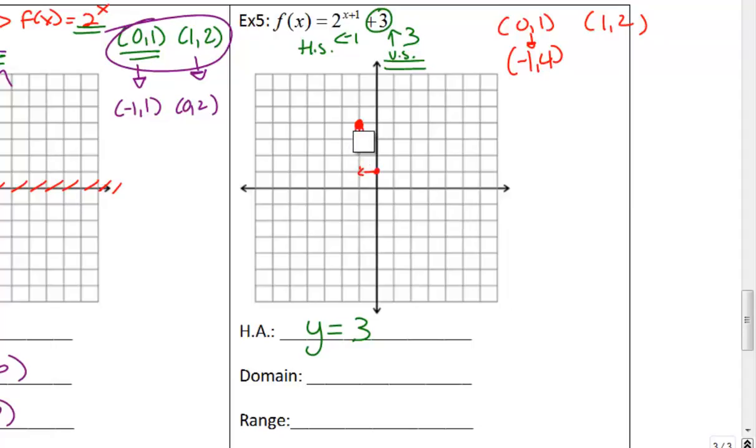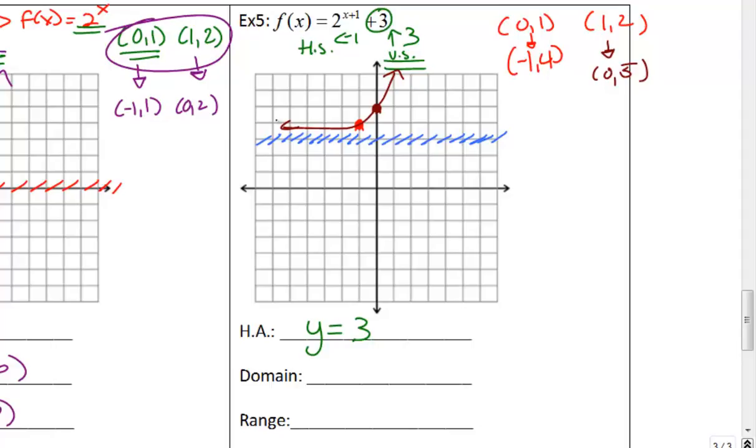Okay, well, what about the point 1, 2? Where does that one lie now? Well, here was the point 1, 2, and I know that I need to move it 1 unit to the left and then 3 units up, so it becomes the point 0, 5. So there are my 2 points. So the only things that I need to graph these exponential functions are the 2 points and my horizontal asymptote. Well, my horizontal asymptote, remember, that moves with your vertical shift, so it's y equals 3. So there's my horizontal asymptote. Connect those 2 points with the same shape, and I'm done. There's the graph of f of x equals 2 to the x plus 1 plus 3.